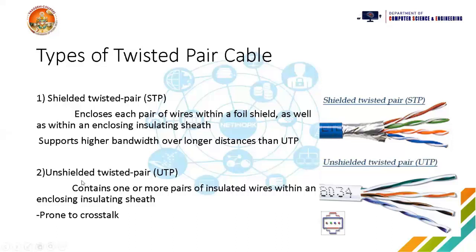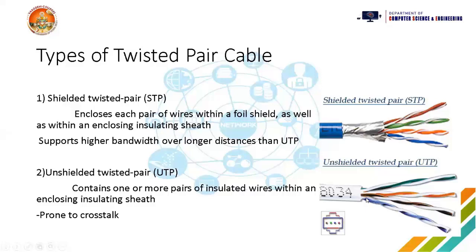Next comes the unshielded twisted pair cable. It is similar to the shielded twisted pair cable. The only difference is we do not have this shield, this silver foil. You can see here I am just having the twisted pair cables and the outer jacket, but I do not have this silver foil. So in this unshielded twisted pair cable there are more chances of interference and crosstalk, nothing but noise disturbance.